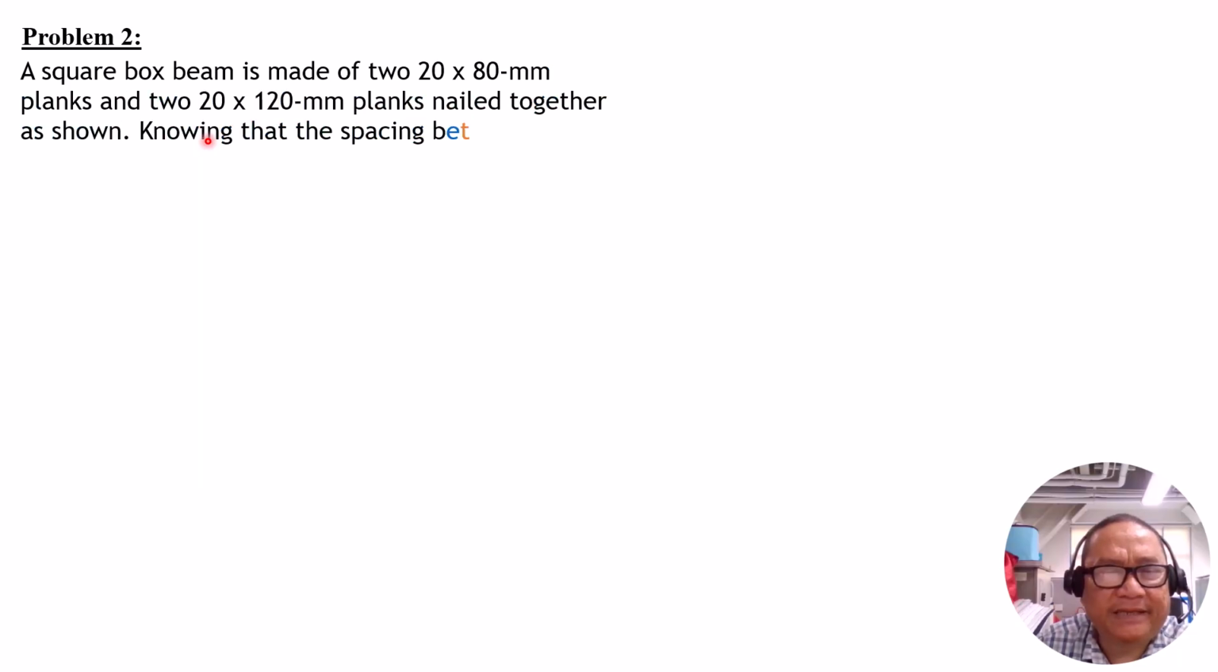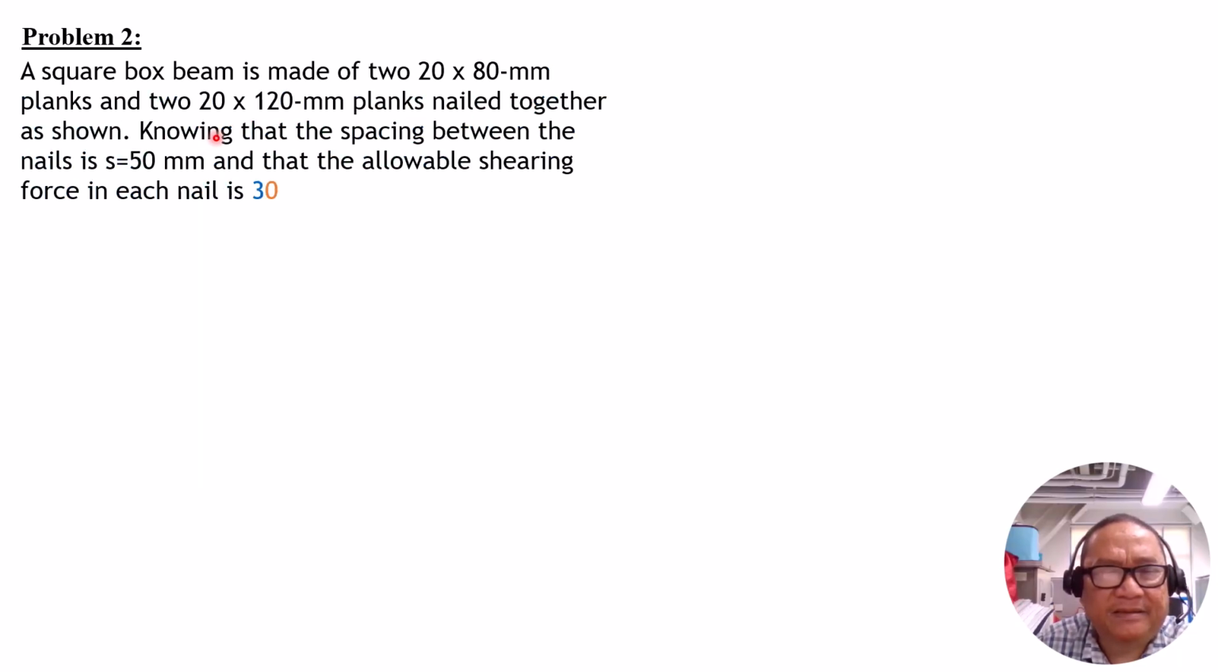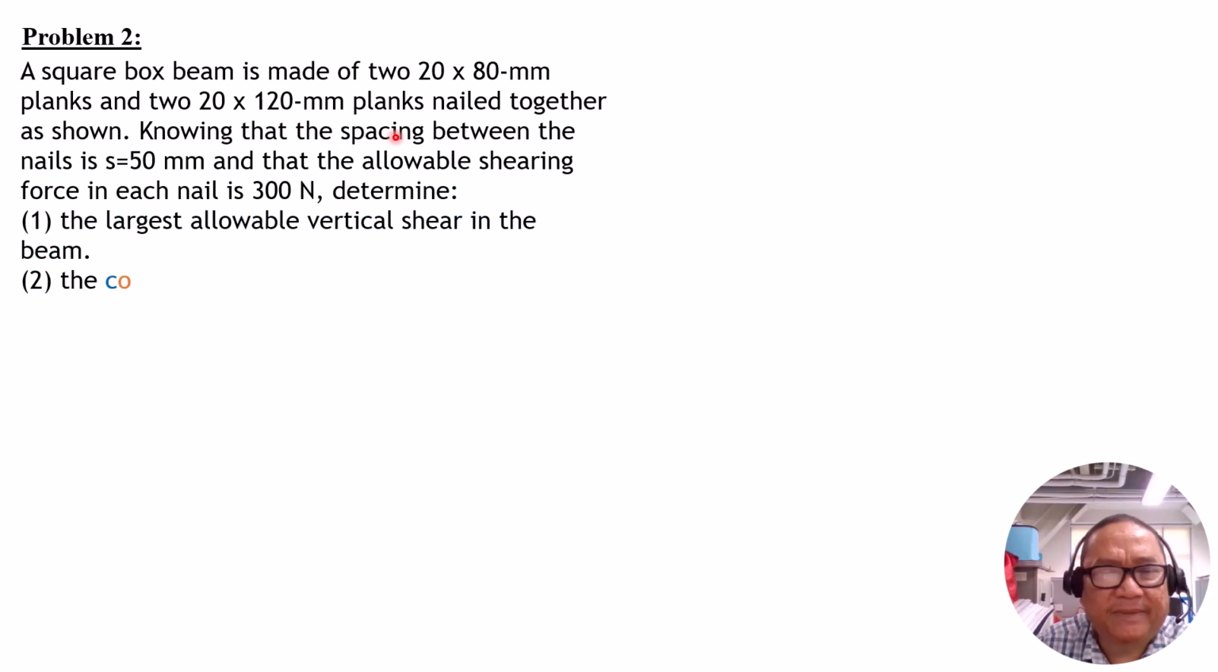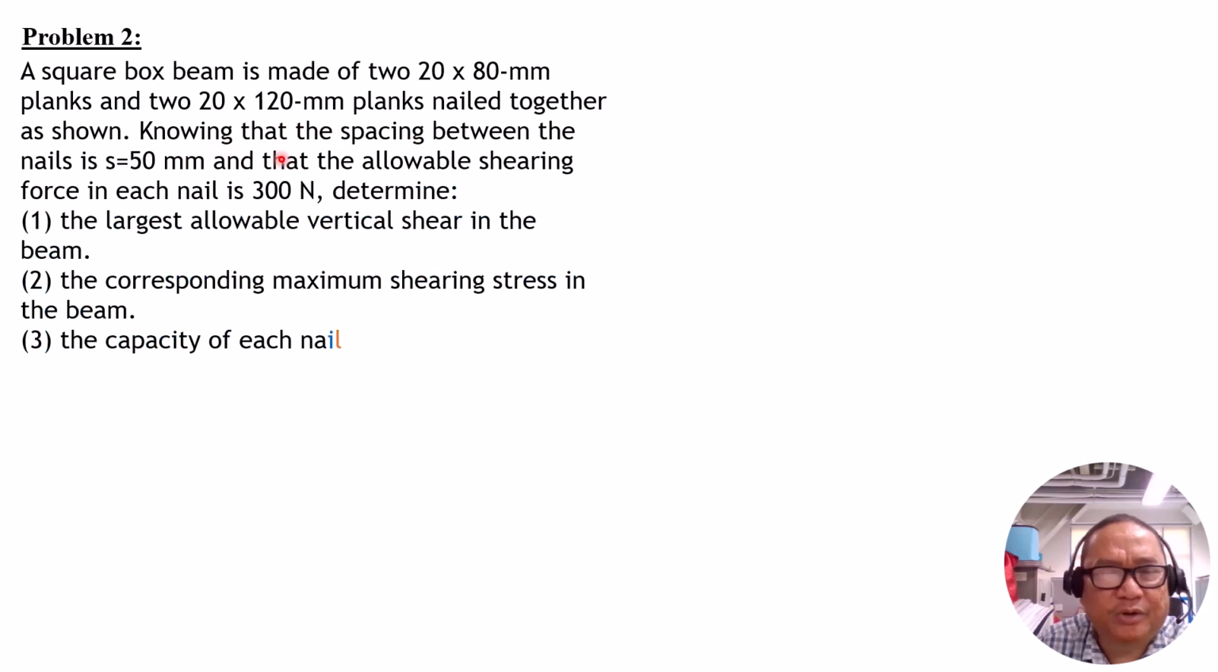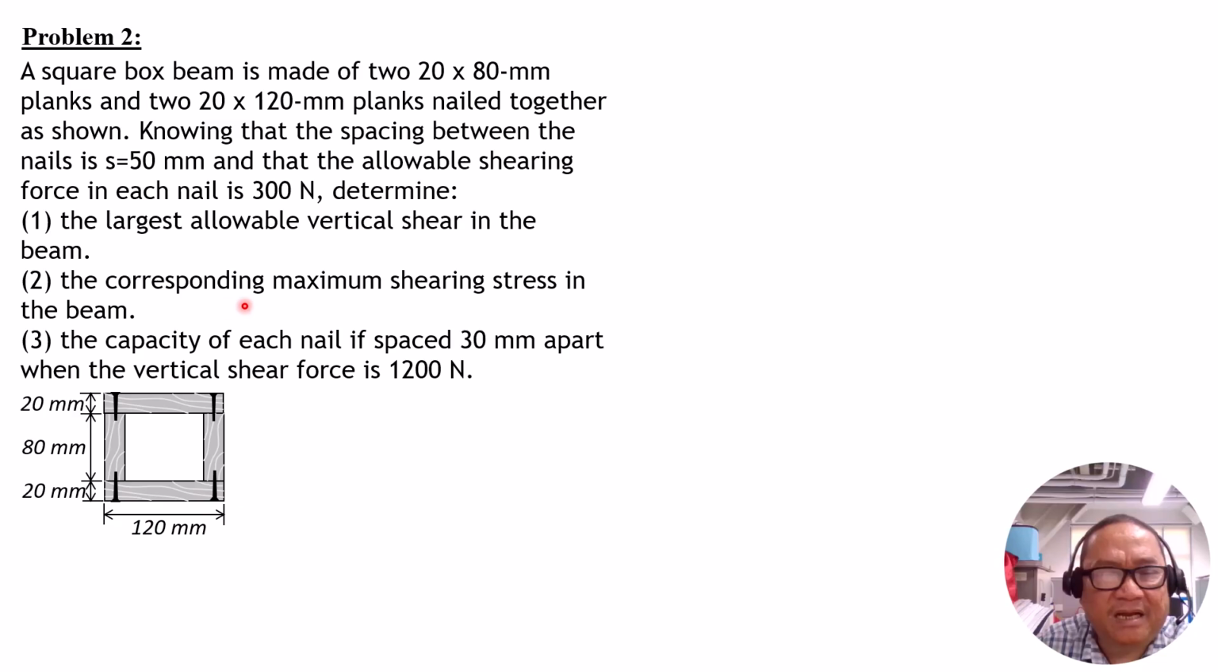So for the second example, a square box beam is made of two 20 by 80 mm planks and two 20 by 120 millimeter planks nailed together as shown. Knowing that the spacing between the nails is 50 mm and that the allowable shearing force in each nail is 300 newtons, determine the largest allowable vertical shear in the beam, the corresponding maximum shearing stress in the beam, and the capacity of each nail if spaced 30 millimeters apart when the vertical shear force is 1,200 newtons.